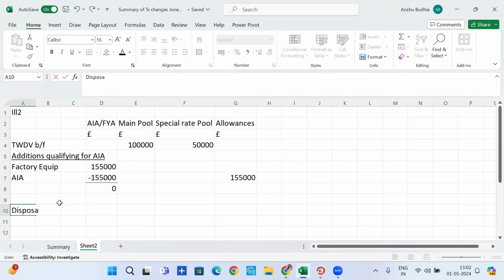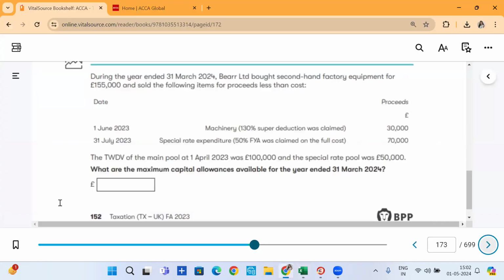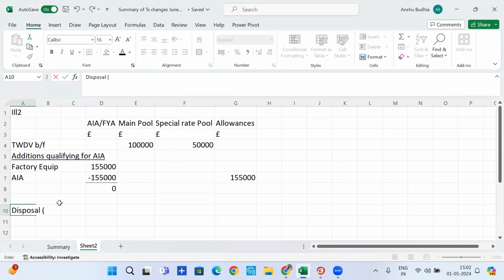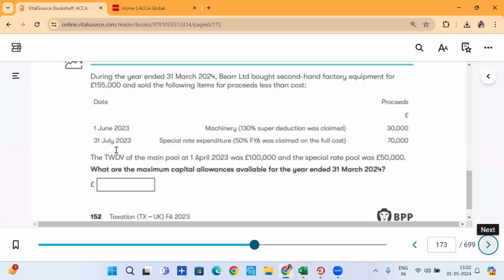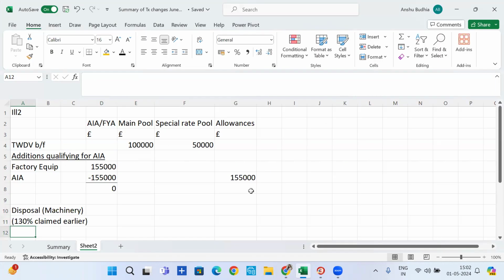So here I'll write disposal. First disposal is of machinery. Machinery. I will write here 130% claimed earlier. Okay, so that the examiner will know that yes, I know about this fact. Now, so 130% has been claimed earlier. The proceeds is 30,000. Okay, and we take lower of proceeds or cost. The question here clearly mentions that proceeds are less than the cost. So I don't need the cost figure. I just need the proceeds, which is already with me, 30,000.